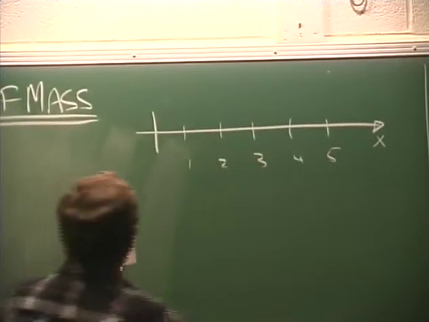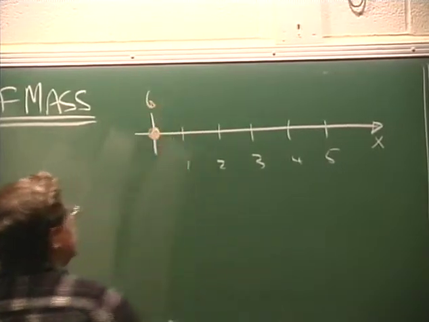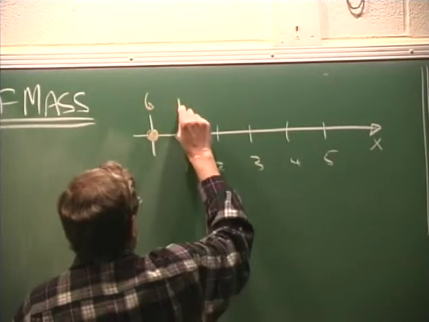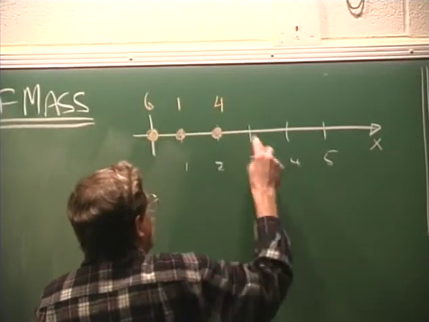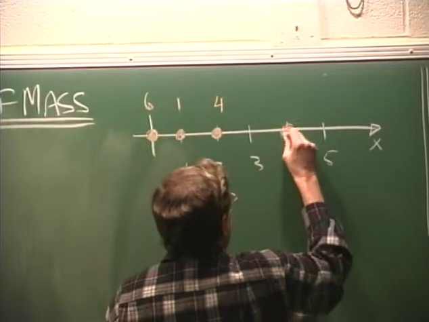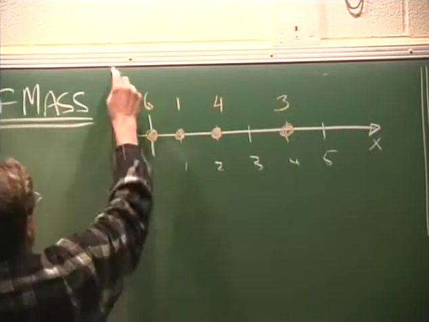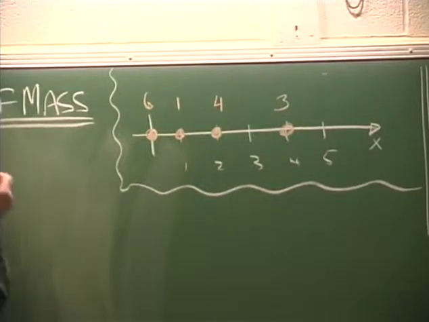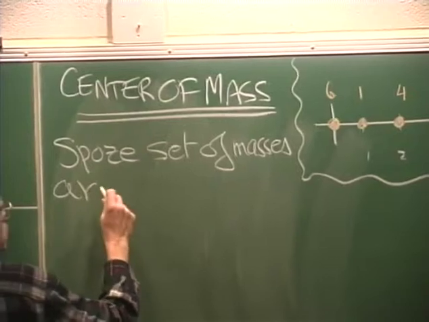So I'm going to stick some masses on there. I've glued on here a mass of 6 kilograms. Here a mass of 1. Here a mass of 4. Nothing here, and a mass of 3 over here. So that's just going to be my working example. Suppose masses are strung out along the x-axis.